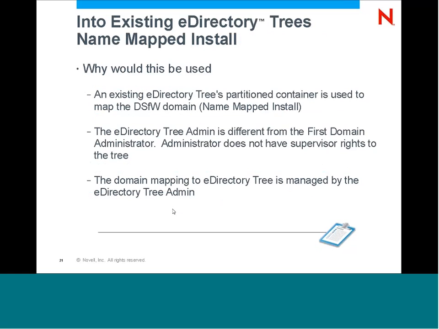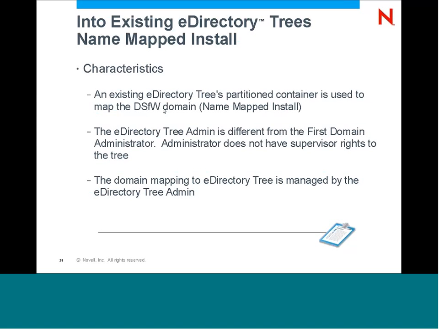The other install is into an existing tree, and it's called a name mapped install. And the characteristics, obviously, you've got a tree, and it's partitioned off. The domain has to be installed at a partitioned container. So if you have an O, or even a DC or OU that you want to install domain DSFW at, you need to make sure that it's partitioned.